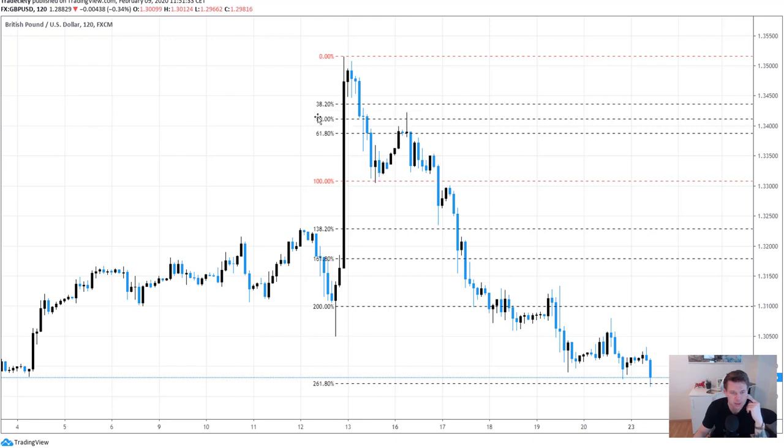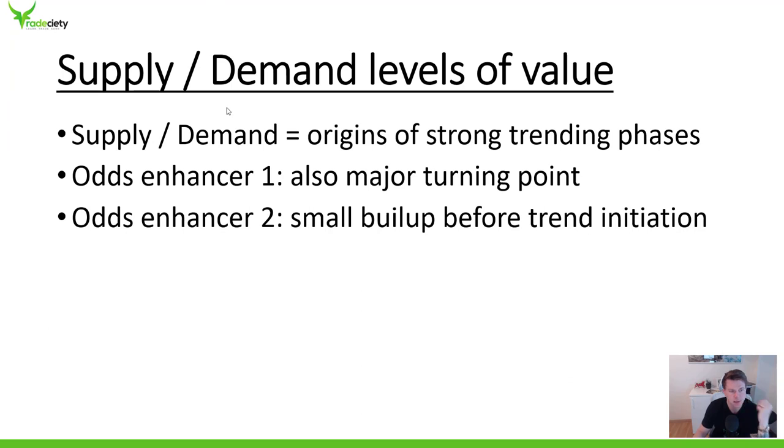Very nice rejection here at the 50 fib level. And then you can see once the market breaks below the 100, it makes its way to the 161, to the 200, and then all the way to the 261. So very nicely how this also works. And again, you look for the first trend wave after the initial trend is over, after you have the actual reversal signs. And the last concept, number 6, supply and demand levels of value.